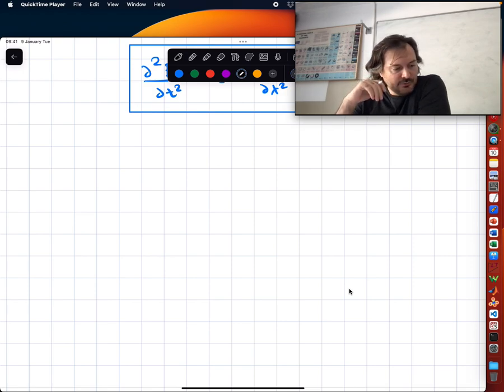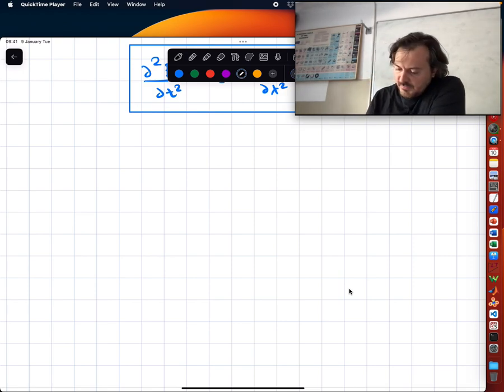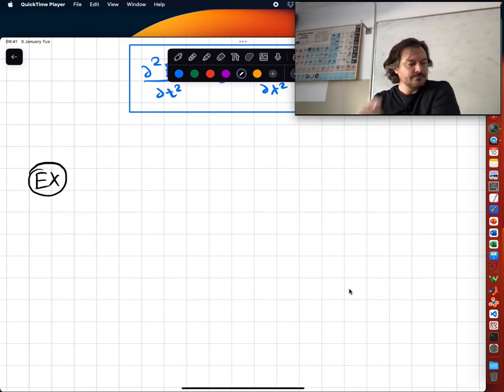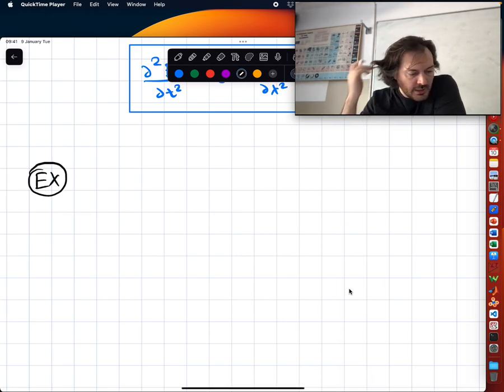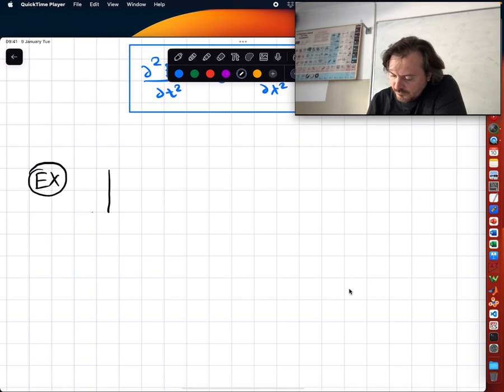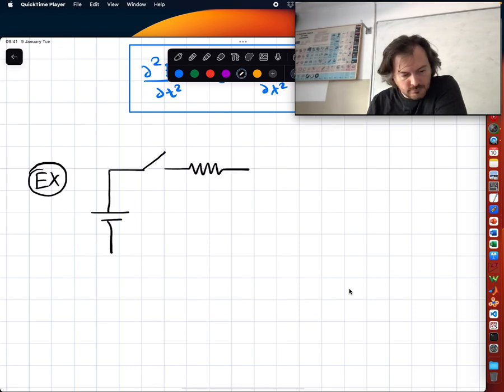Today we are going to solve some example questions. Let me start with this one. So we have a circuit here. We have a circuit like this. Ooh, very complicated circuit.